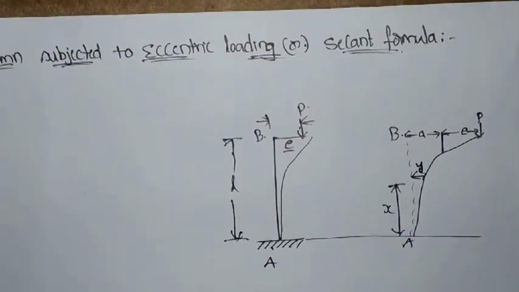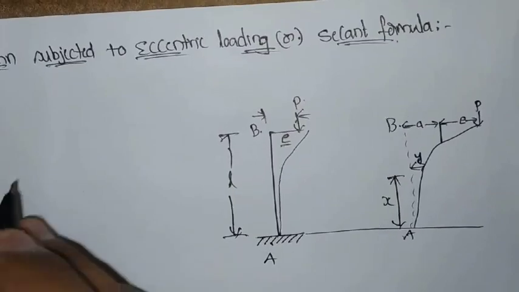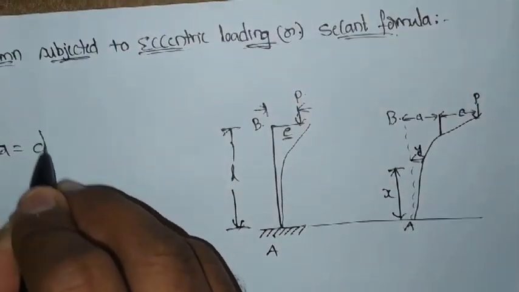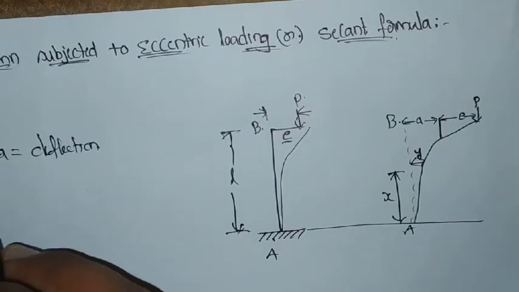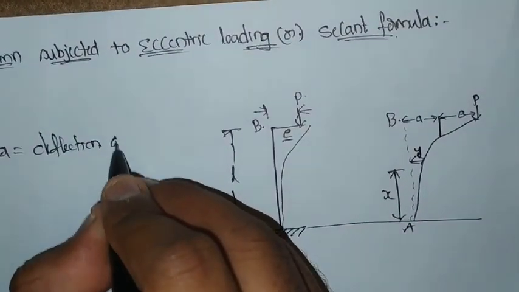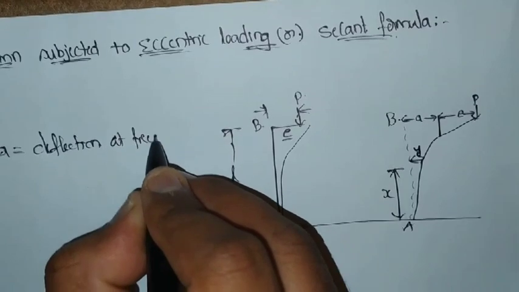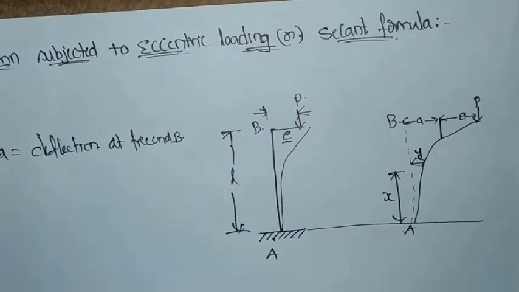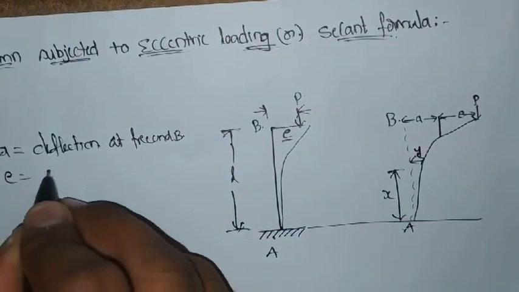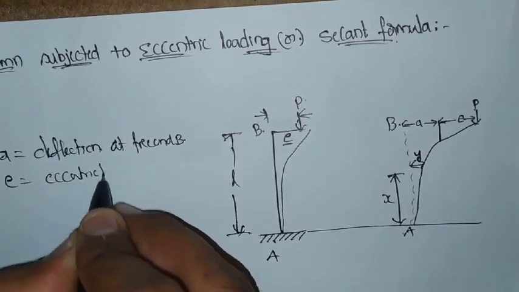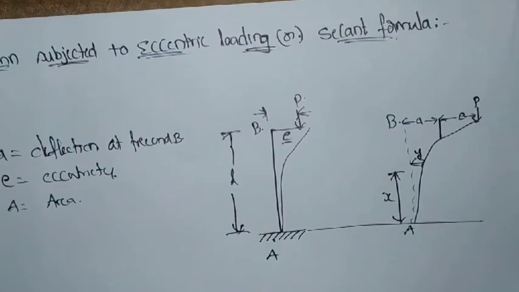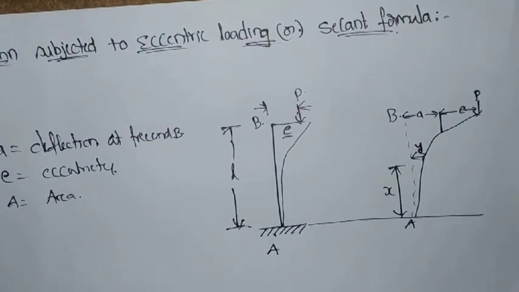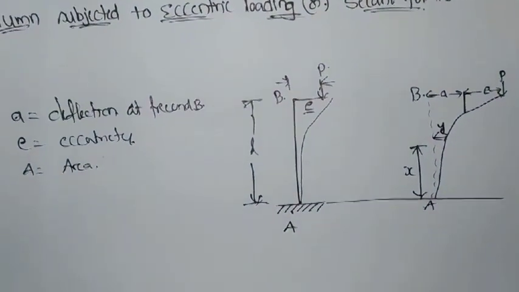Now we have to see this. Here a denotes the deflection, which can also be defined as the deflection at the free end B. We know e is the eccentricity, and A is the area of cross section. Similarly to what we did for the previous problem, we have to do the same thing.